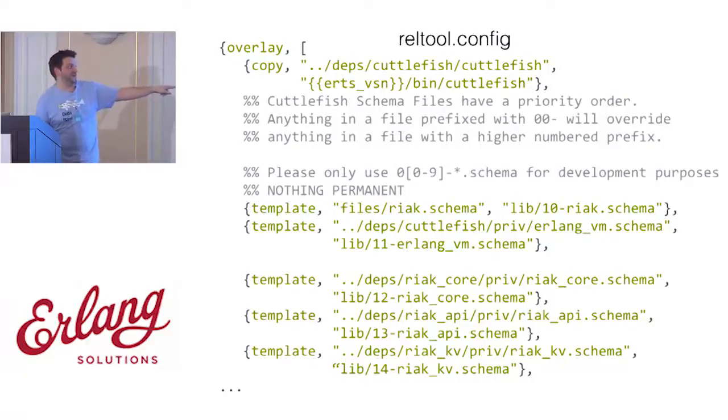In the React schema, we can actually override a setting that came in from the Erlang VM schema and say, okay, you know what? The Erlang VM schema says our cookie should be cookie, but we want our default cookie to be React, so we can override that.